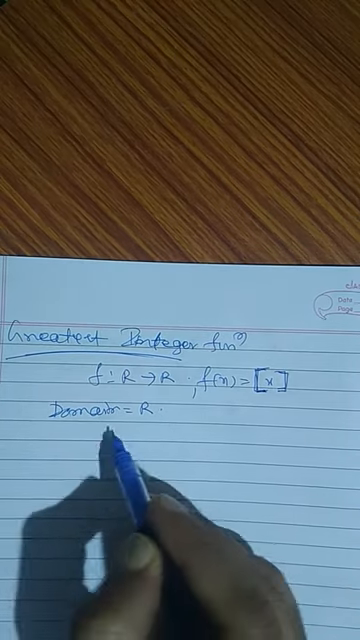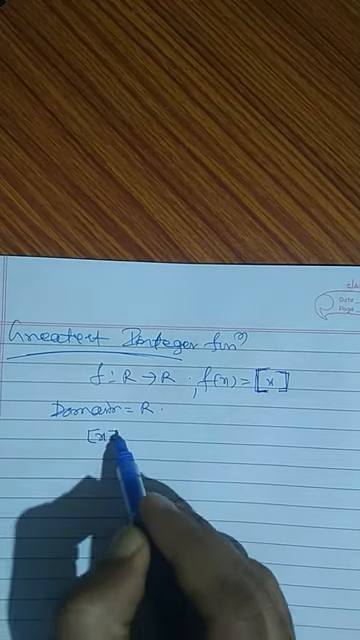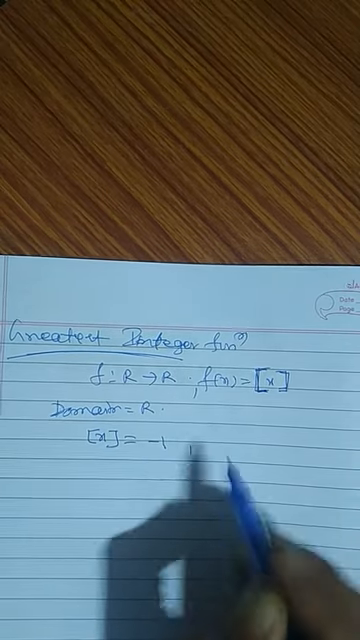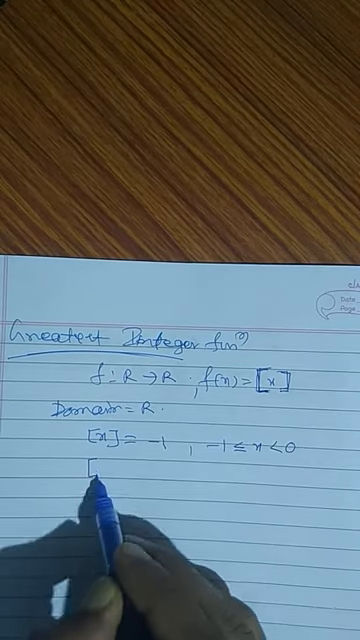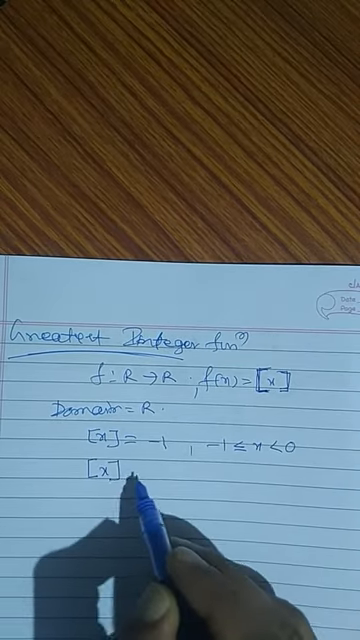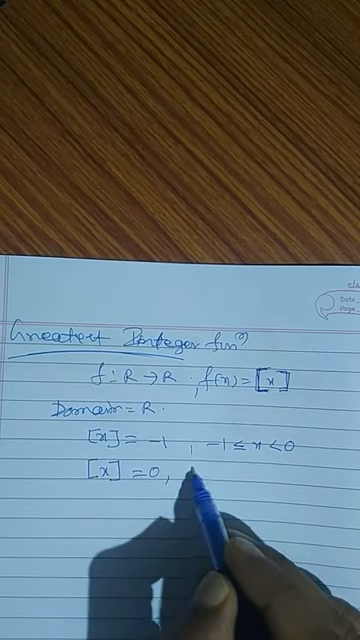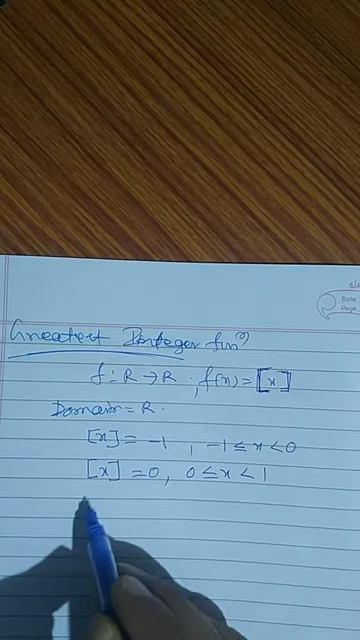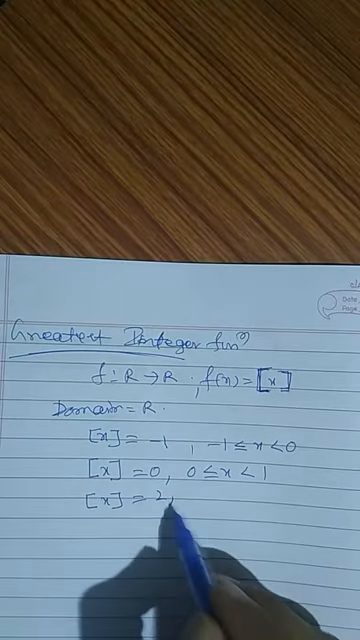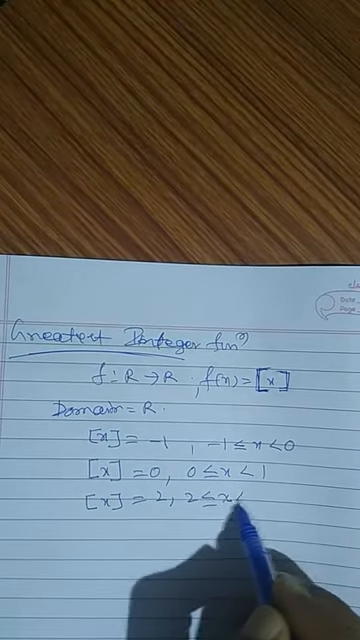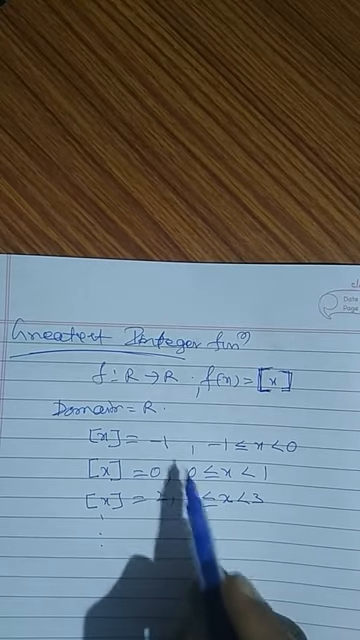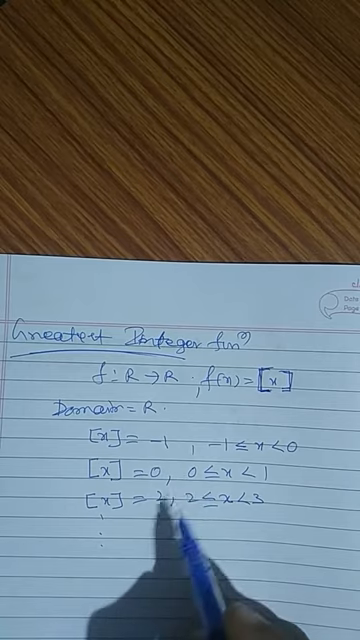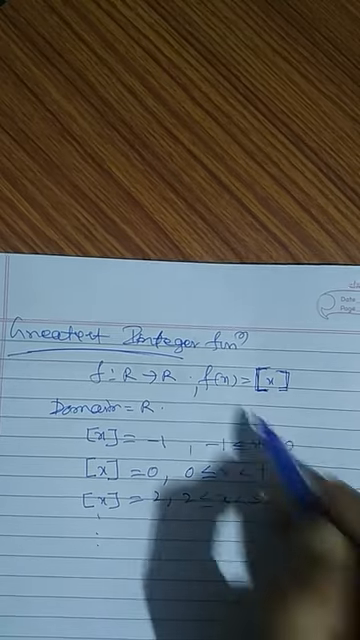Now, the greatest integer of x is equal to minus 1 when minus 1 is less than or equal to x, less than 0. The greatest integer of x is equal to 0 for 0 less than or equal to x, less than 1. Like this, it is equal to 2 if 2 is less than or equal to x, less than 3, and so on. So what is the range you are getting? Like this you will get the range. It is also called a step function.